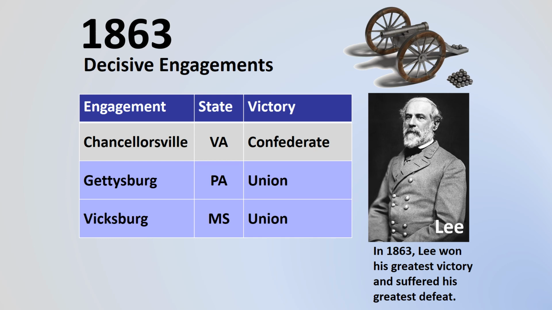These are your major engagements, and there's lots and lots of battles being fought, you guys, but we're basically covering the big ones, okay? As you saw on your map activity, lots and lots of battles, but we're just hitting the high points. So Chancellorsville, and it is a Confederate victory.